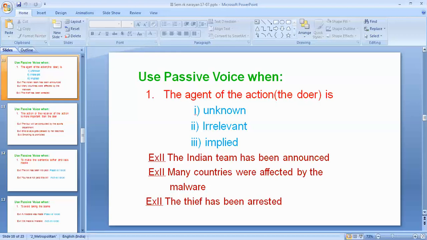So the thief has been arrested by the police. Here the implied subject, the doer of the action, is not important to mention. So on this occasion also we use passive voice. Generally, passive voice is used when the doer of the action is unknown, when the doer of the action is irrelevant and need not be mentioned, and when the doer of the action is implied, known to everyone. Then we use passive voice.